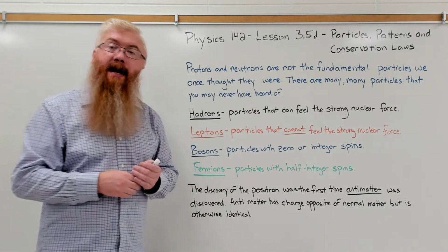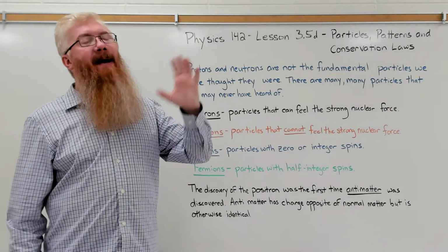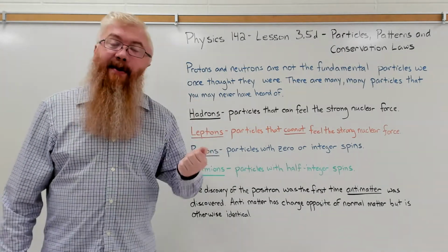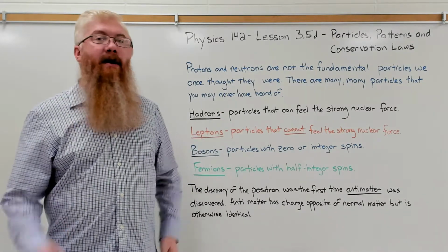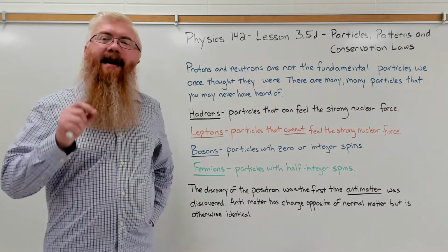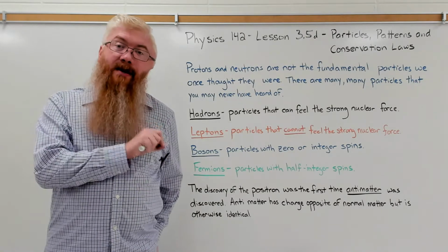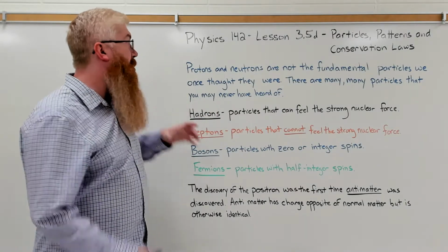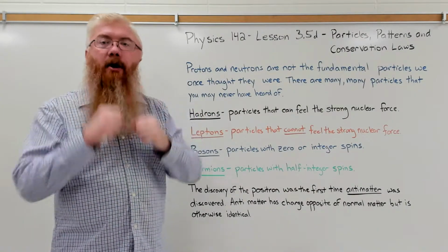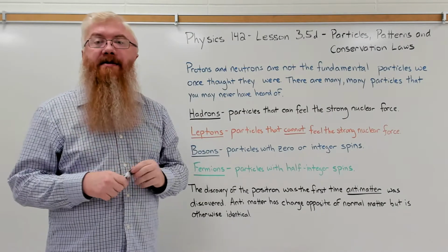An antiproton has the same mass as a proton, same spin as a proton, but has a charge of -1 instead of +1. Now, an antineutron is interesting. An antineutron actually still has charge 0, but the things that make up the neutron, remember the neutron is not a fundamental particle, inside the neutron are little charged quarks, and we'll talk about quarks in a moment.